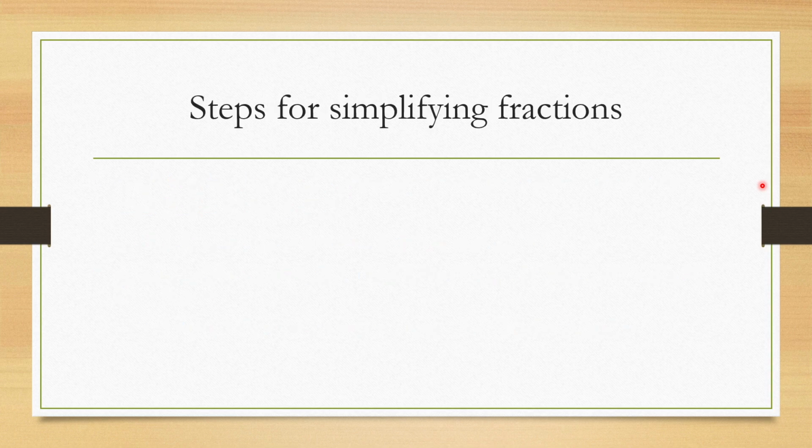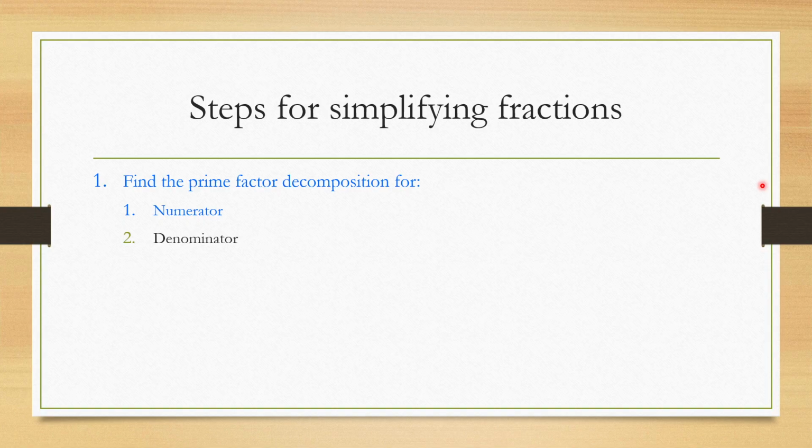So steps for simplifying. First is to find the prime factor decomposition for numerator and denominator. If you don't know what the prime factor decomposition is, prime numbers are numbers that are only divisible by 1 and itself. And when it says prime factor decomposition, it means when you're breaking down a number into its prime factors. So you're breaking down a number into how many prime numbers fit into that number.